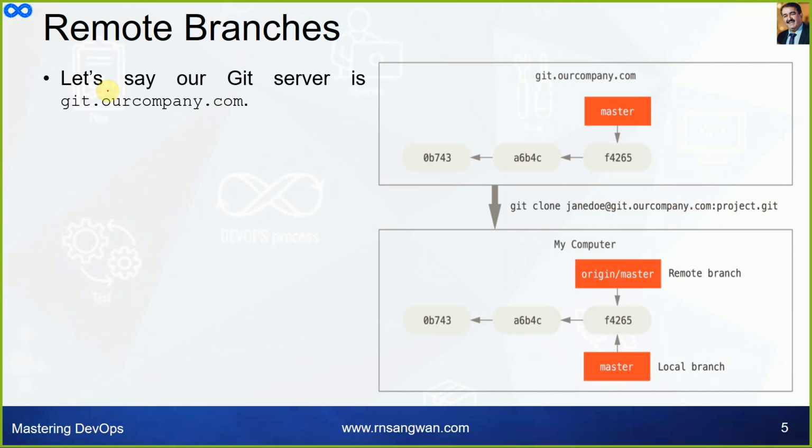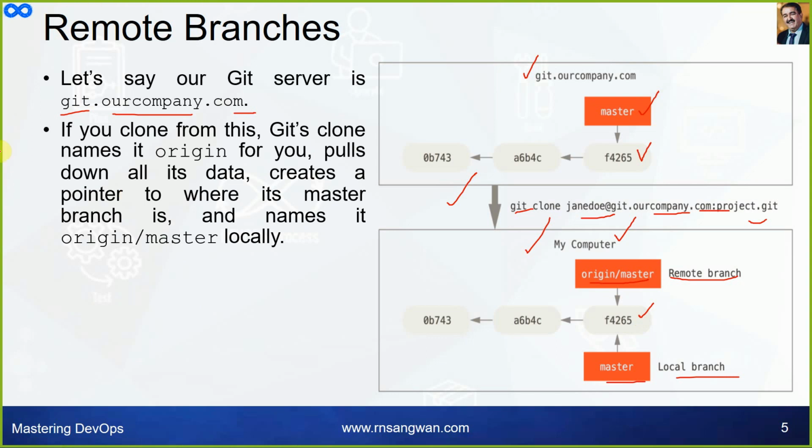Let's say our Git server is git.ourcompany.com. This is our server, and this is the branch where we are working right now. Master is pointing to this, and then you clone this, git clone, and you specify the URL of your company, and on your system now you have this. On my computer, origin/master is a remote branch, and master is a local branch. Both are pointing to the same place as of now, but they can take different paths.